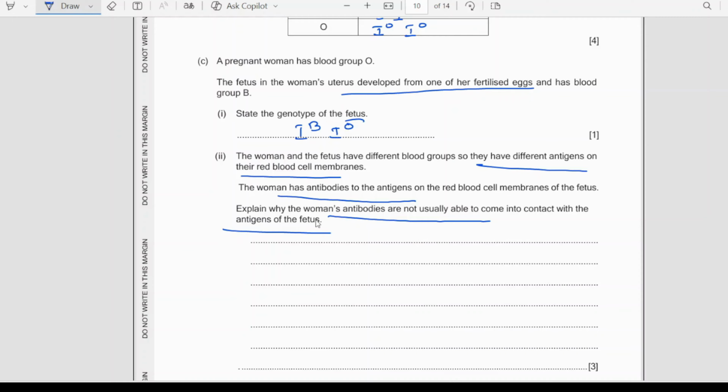The red blood cells are not going to pass through. Exactly.